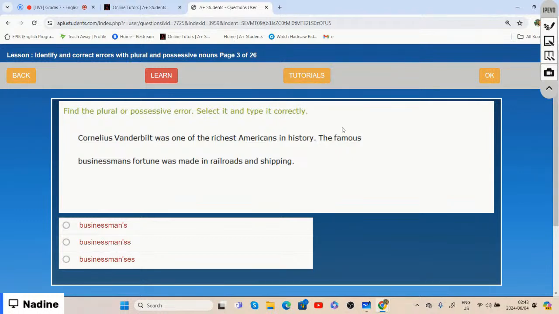So we can say Cornelius Vanderbilt was one of the richest Americans in history. The famous businessman's fortune was made in railroads and shipping. All right, and if we choose the correct one, we choose option one. And we can even add it over there.